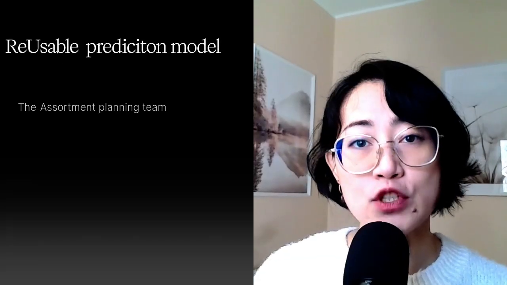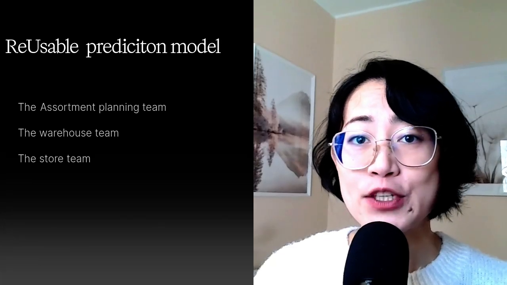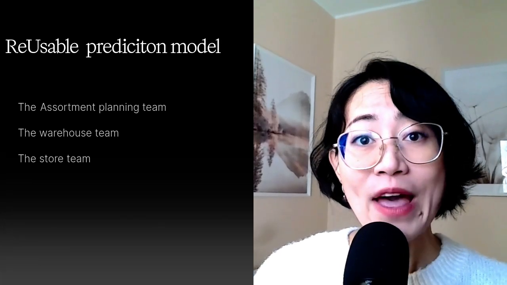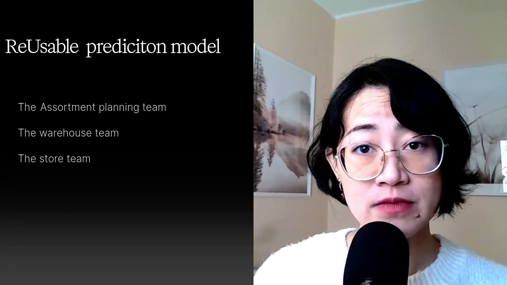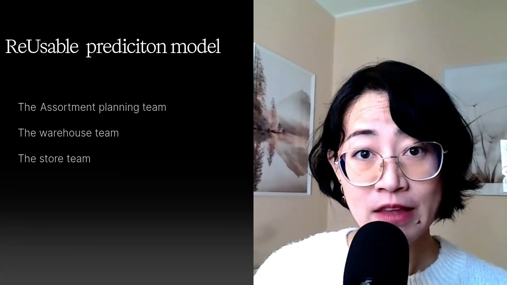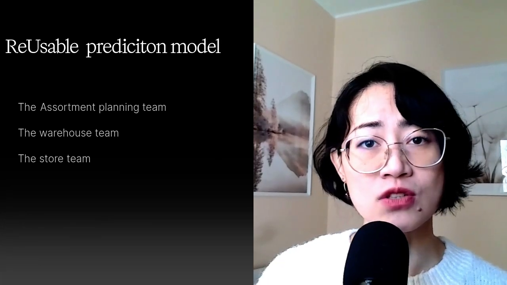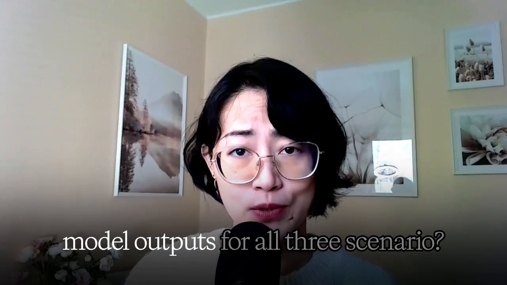So you aim to build a reusable prediction model, one that can support the assortment planning team, the warehouse team to optimize the distribution and stock, and also the store team for store replenishment activities. But here is the catch. Do you really think you can use the same model outputs for all 3 scenarios? Let's dig deeper.